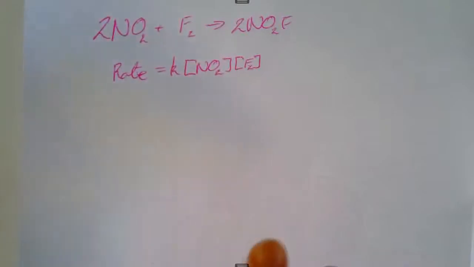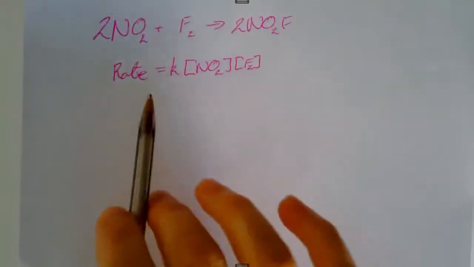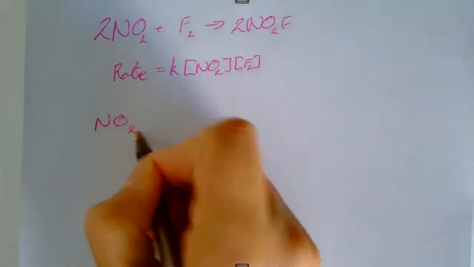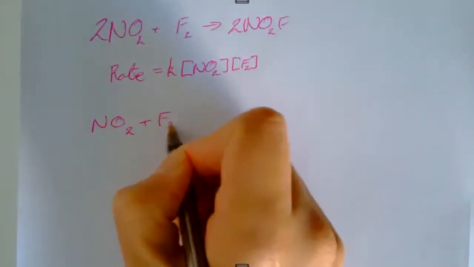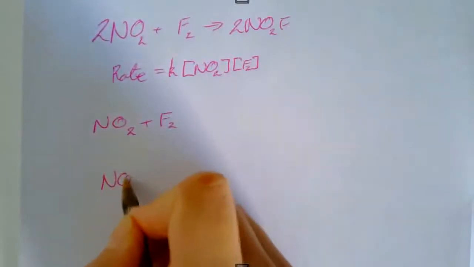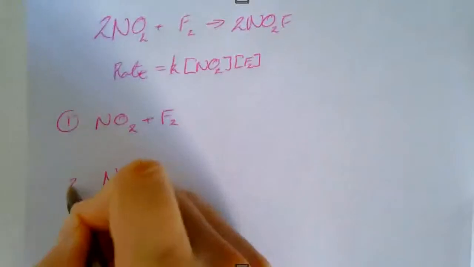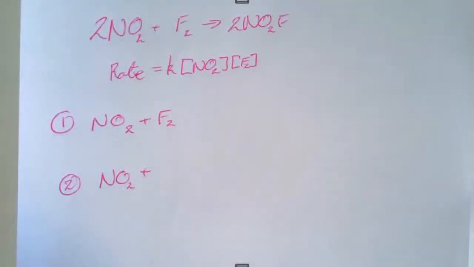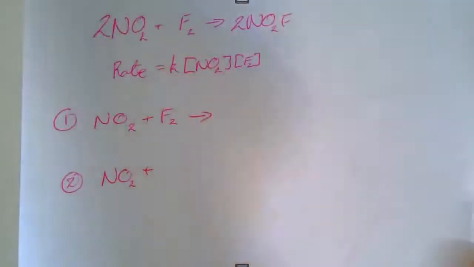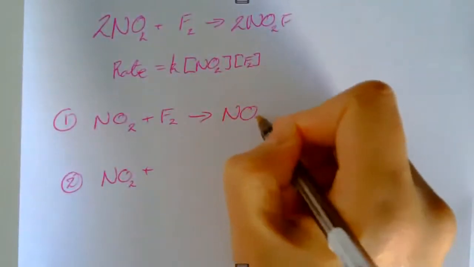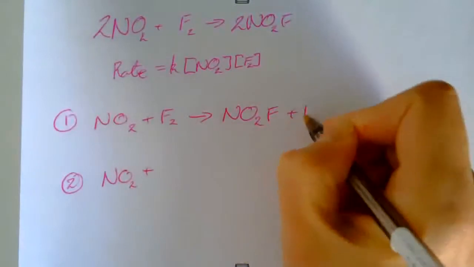Okay, so we said that this was our reaction and this was our rate equation, letting us know that we needed to start with NO2 plus F2, and that we're going to have NO2 there at some point. So this is step 1, this is step 2. Step 1, of course, is our rate determining step, has to be because it's the first one. Okay, we need to propose something that this is going to produce. So we could say, let's say NO2F plus F.